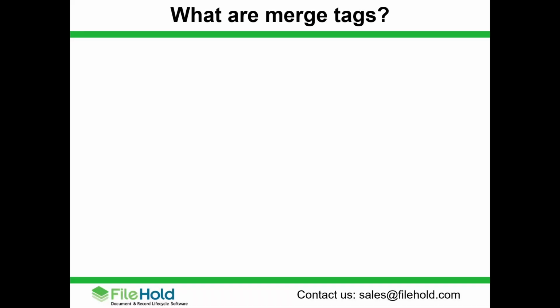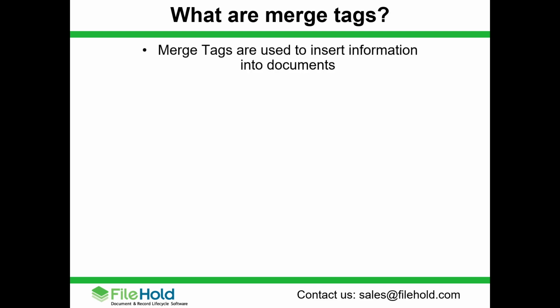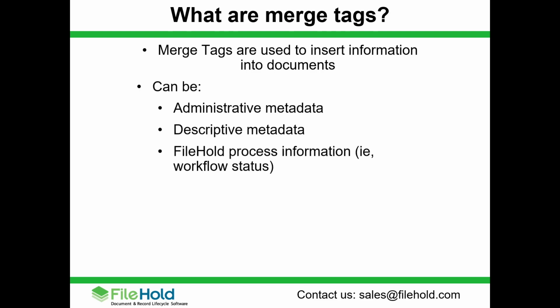Now, I also just want to mention what merge tags are. Merge tags are a function that allow you to insert information into documents or take document information and insert it into the metadata. Basically, use the existing metadata for a document and push it into the right place. Now, that could be administrative metadata, things like the document creation date or who owns the document, or descriptive metadata, which is what you're typically building into the system. So, vendor name, invoice numbers, any of those points that you're defining within your system, then that's a descriptive field of metadata. Or then finally, FileHold process information such as a workflow status. That can also be used as a merge tag.